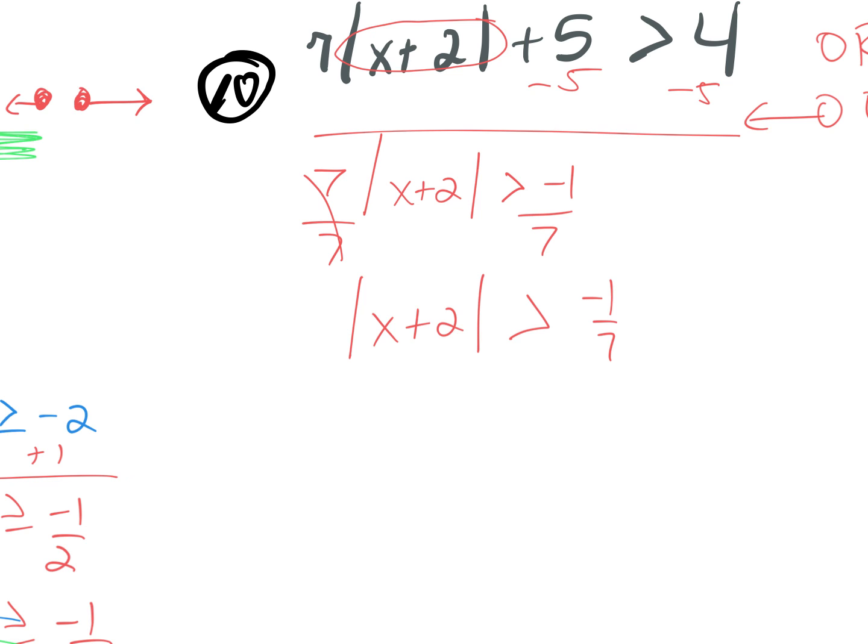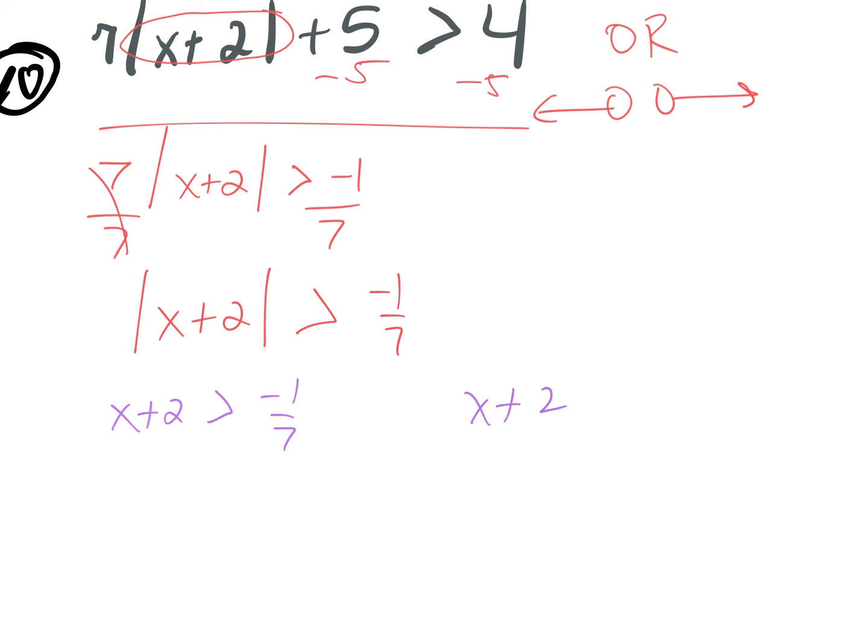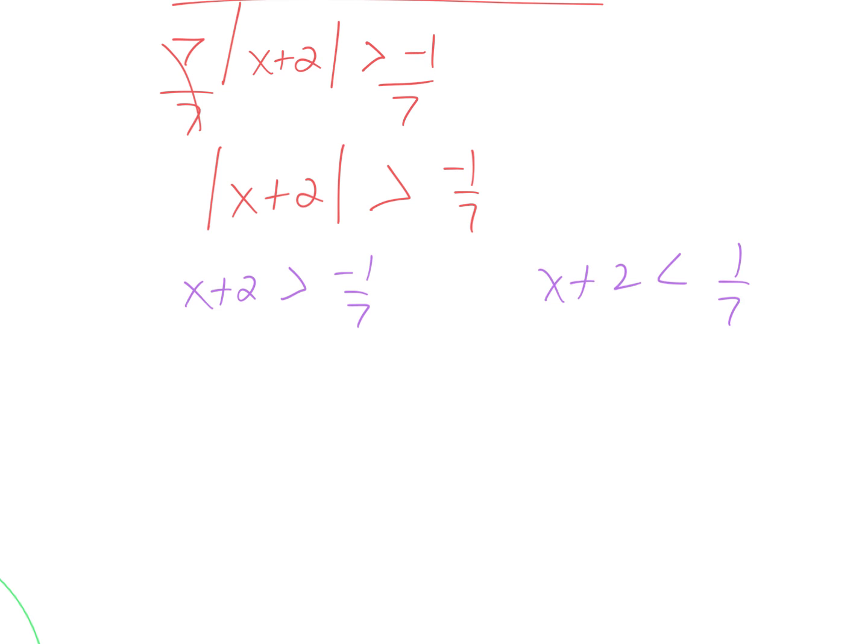I'm trying to go fast. Now, my absolute value is by itself. I'm trying to finish up fast. I'm rushing, shouldn't do that. Absolute value is by itself. So I'm going to rewrite this as x plus 2 greater than negative 1/7. And x plus 2 is less than what? 1/7. Follow along with me, guys.